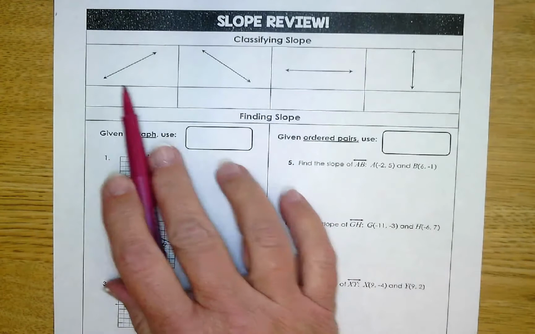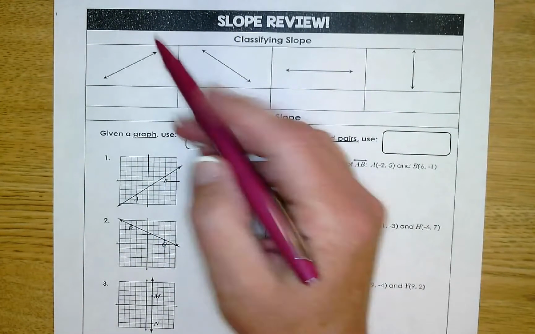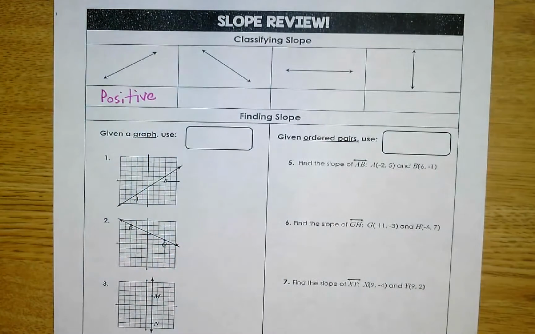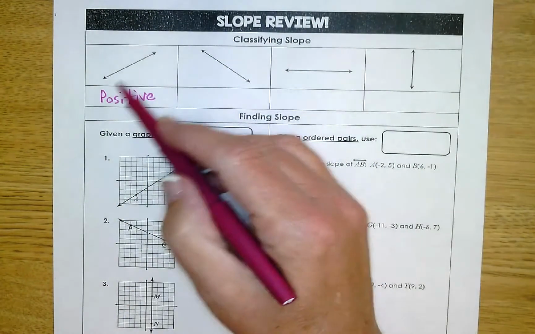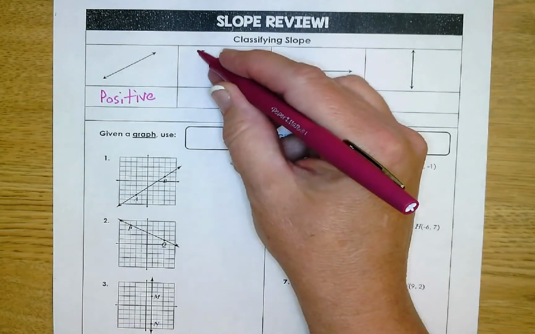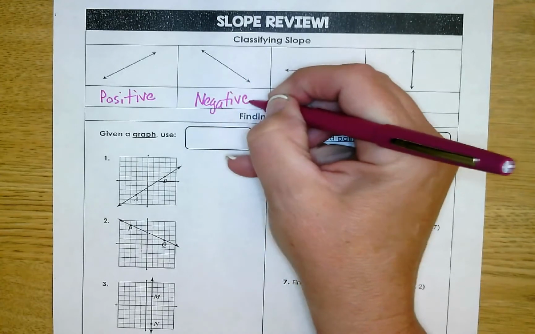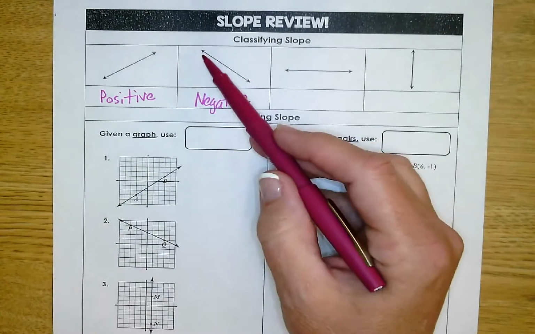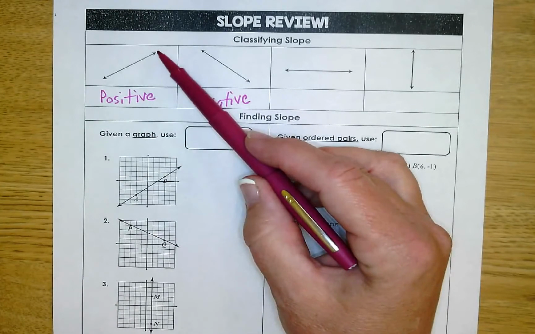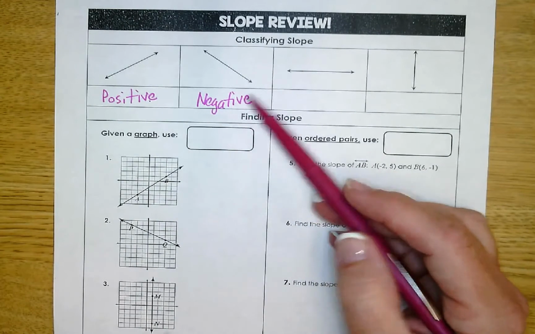So when we classify slope, we have 4 different types. If it rises to the right, that is going to be a positive slope. I think you remember Mr. Slope Man? Puff, puff, positive. Negative slope is when it falls to the right. So the lines that you see that rise to the right, you should look for a positive slope. Fall to the right is a negative slope.